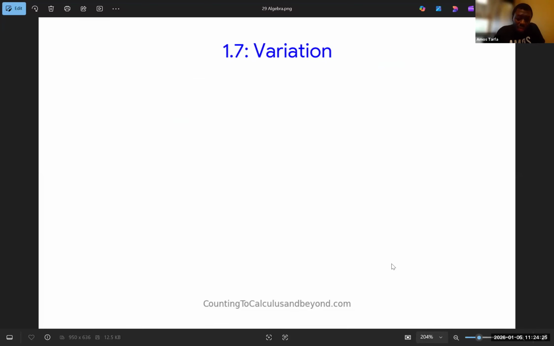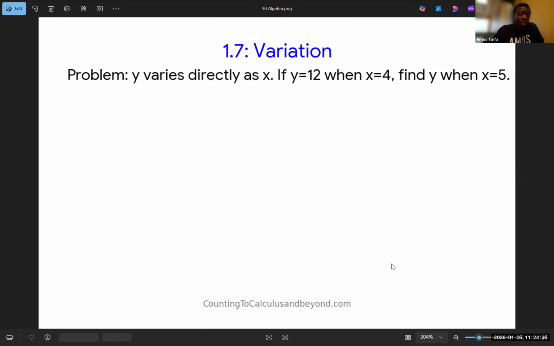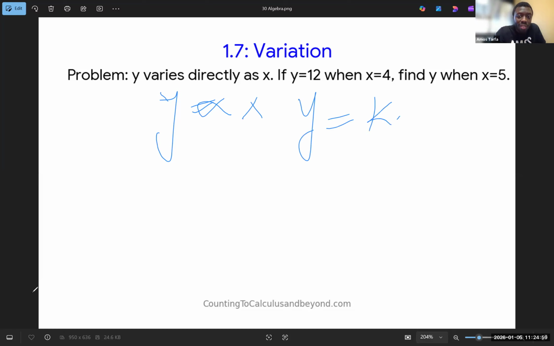Variation. This is where equations are beginning to get into the realm of applications in science, especially in mathematics. And so what happens here is that we have direct variation and inverse variation. So if y varies directly as x, so if y is 12 when x is 4, find y when x is equal to 5. Well, with variation, you have to set it up first. y varies directly as x. So when you do that, then you have to write it as y is equal to k times x. So that's your way of setting up the equation.